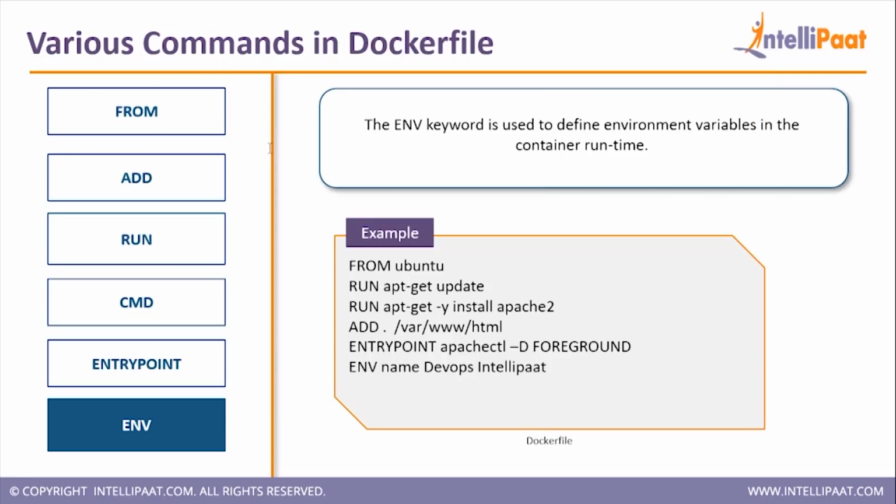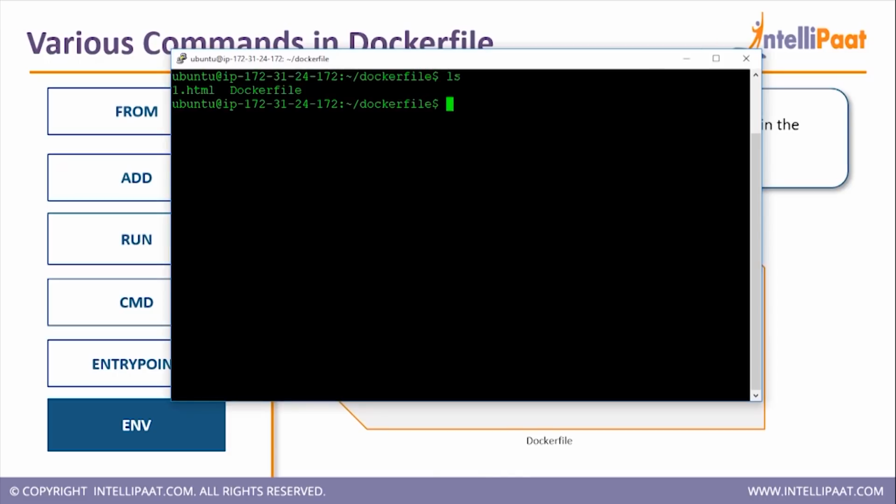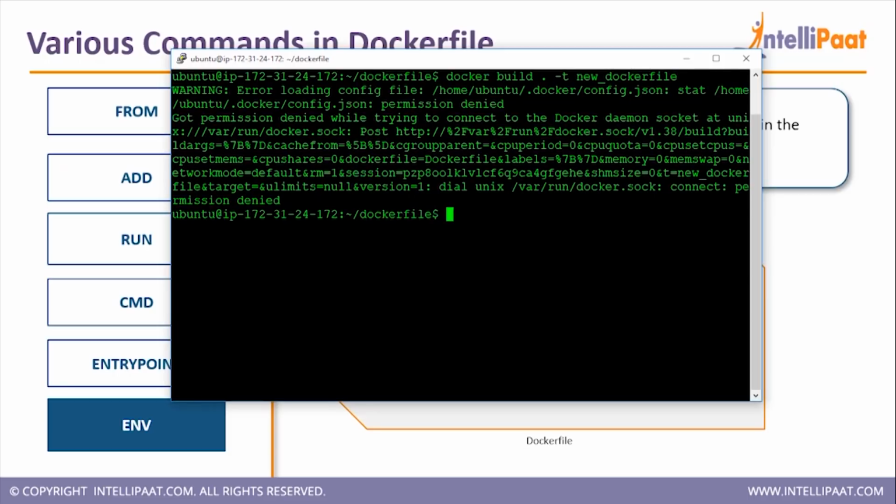So the next step would be to build this Docker file. Now let's see how we can build it. For building this Docker file, all you have to do is docker build. Where do you want to build it? I want to build it from the current directory, and the image that it will create, I want to name that image as, say, new_dockerfile. So I'll hit enter, and I forgot to mention sudo. So let me just clear the screen.